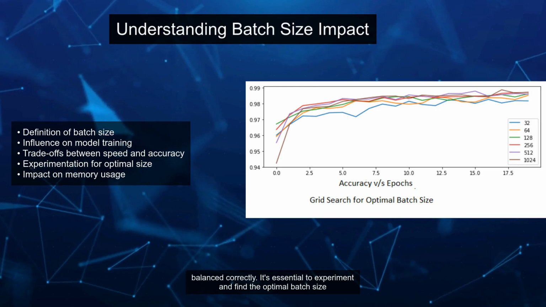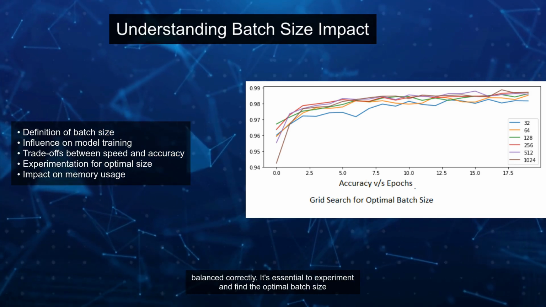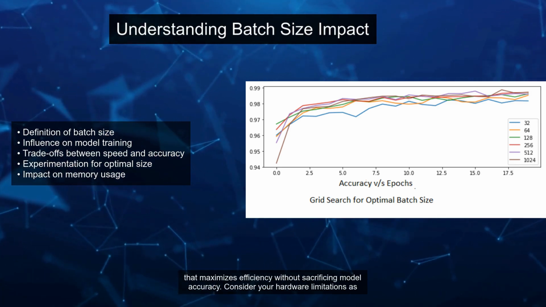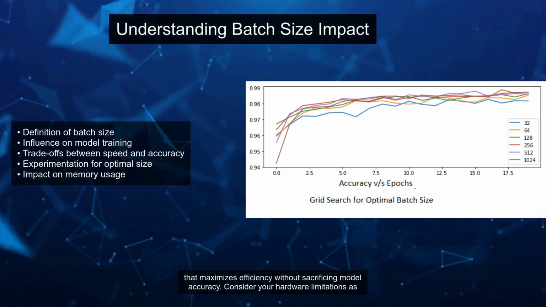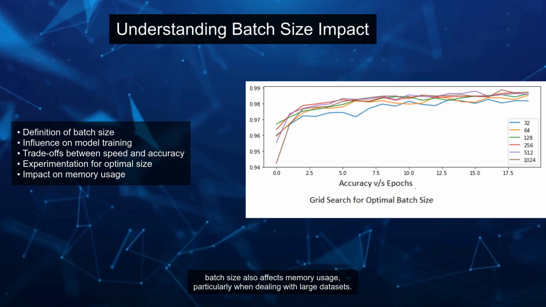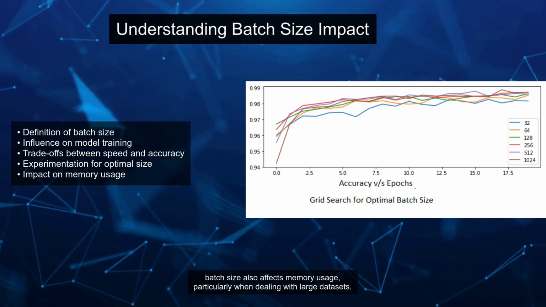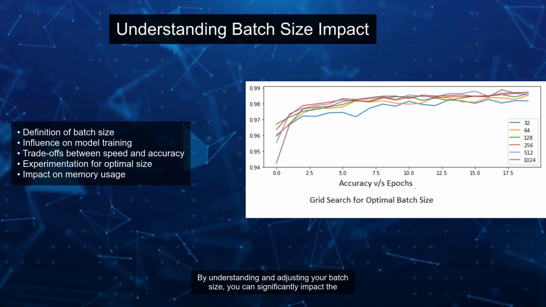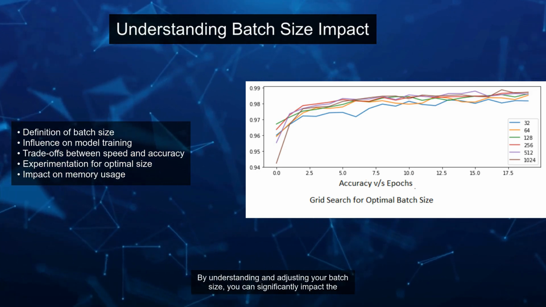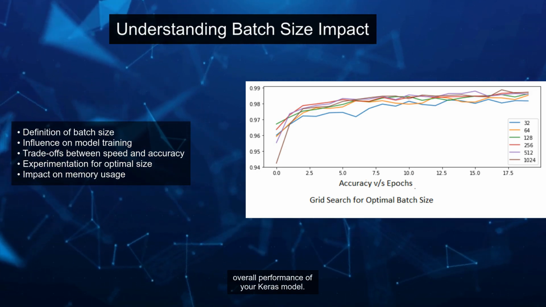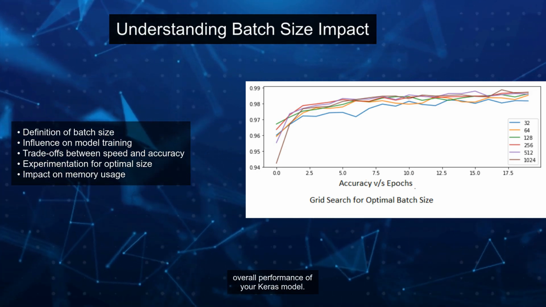It's essential to experiment and find the optimal batch size that maximizes efficiency without sacrificing model accuracy. Consider your hardware limitations, as batch size also affects memory usage, particularly when dealing with large datasets. By understanding and adjusting your batch size, you can significantly impact the overall performance of your Keras model.